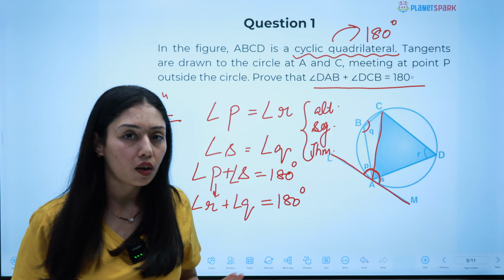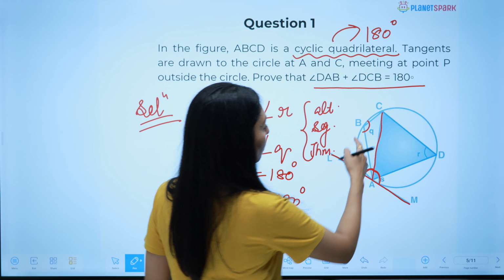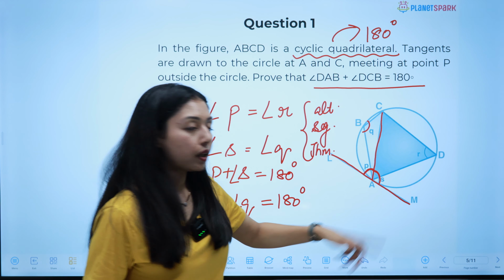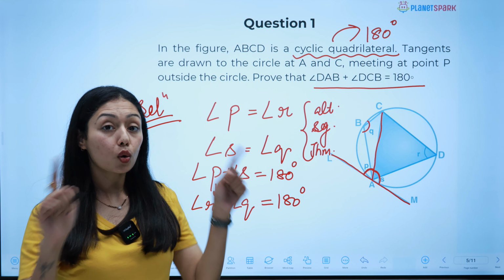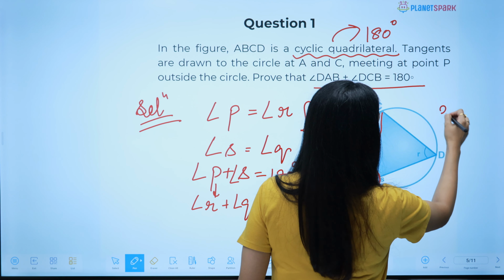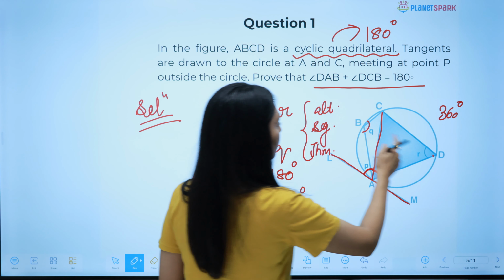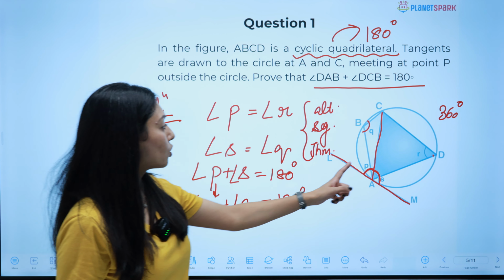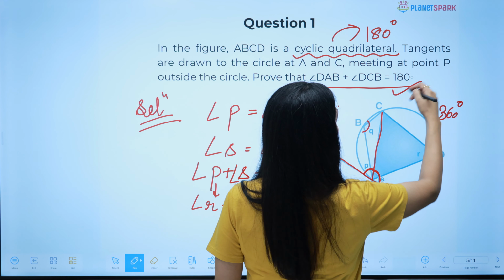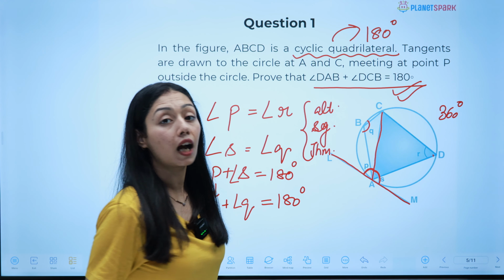Right? In a quadrilateral, if we have sum of 2 angles as 180 degree, so the rest 2 will add up to 180 also, because what is the sum of all four? Angle sum property for a quadrilateral. All 4 add up to 360 degree. Right? The sum of these two is 180. So the sum of the other two as well will be 180. So from there also we have proved that sum of these two angles will be 180.